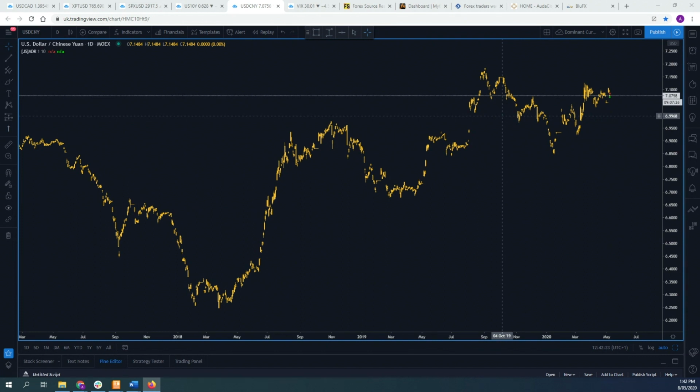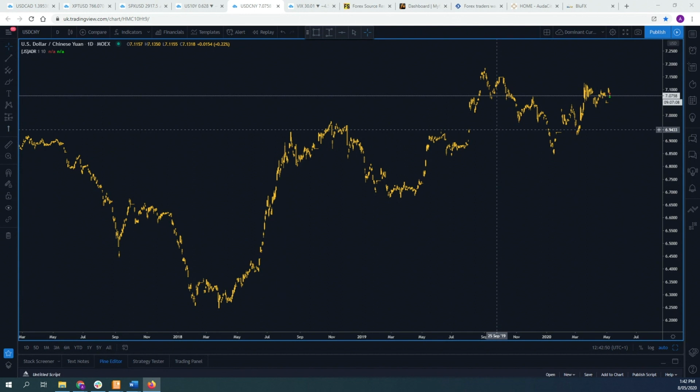Now, as a result of the weakening of their currency, the US in 2019 did designate China as a currency manipulator. But that decision was, of course, reversed, I think, in early January this year, in a sign of good faith towards China before the signing of the Phase 1 trade deal.